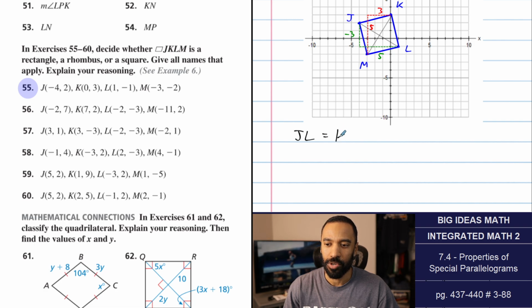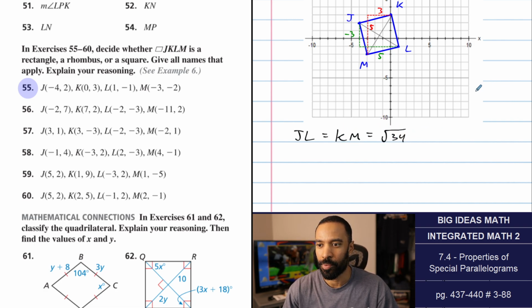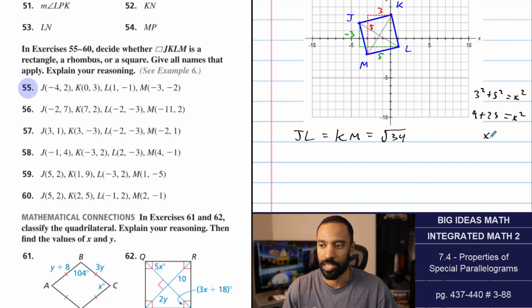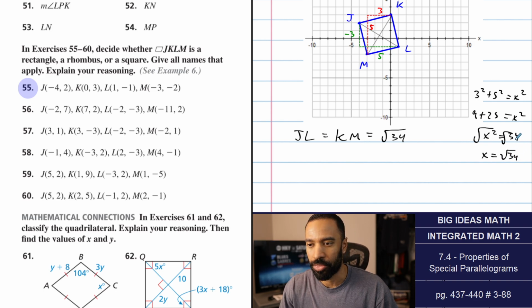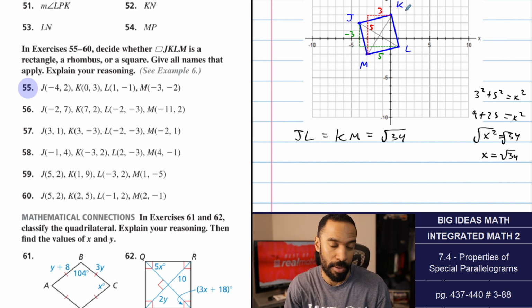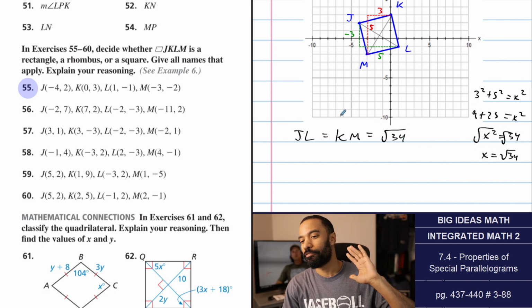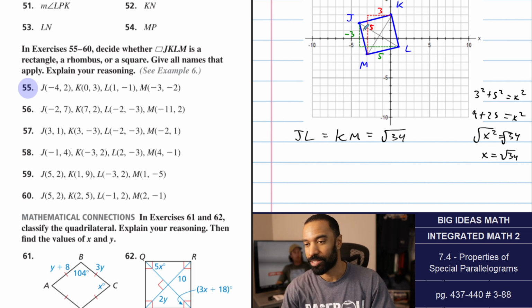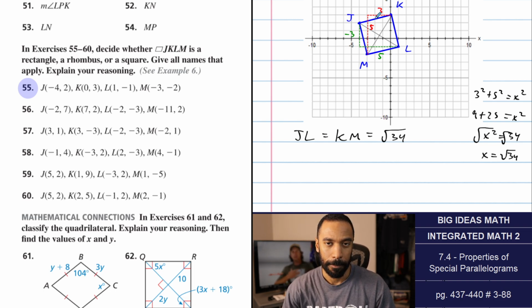So JL is equal to KM, which is the square root of 34. Where did I get 34 from, by the way? Like I said, 3 squared plus 5 squared. That's 9 plus 25, which is 34. And take the square root of both sides. So each of the lengths is the square root of 34, but I don't need to get the official... for the sake of the problem, yes, maybe I need to tell them that it is. But for the sake of my count, it did it for me, right? They both share those same ones.